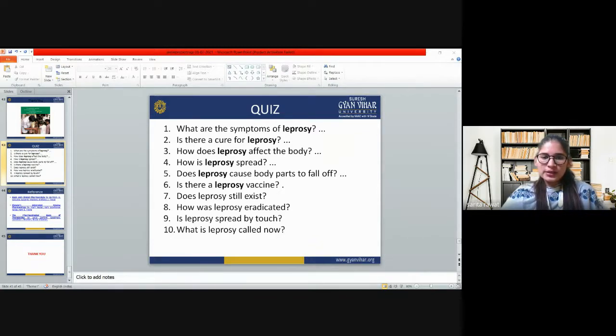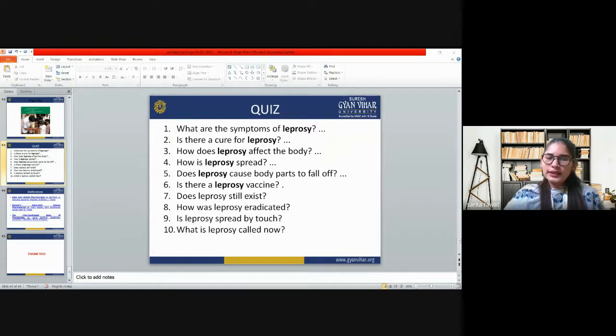Now the next question: is leprosy spread by touch? Yes, it can be spread by touch. These are some common questions regarding leprosy. Now, how long can you live with leprosy? This is also a common question in people's minds. Currently leprosy is treatable with a combination of multi-drug therapy, like antibiotic therapy, lasting about 6 months to 2 years depending on the extent of the disease in the individual patient.